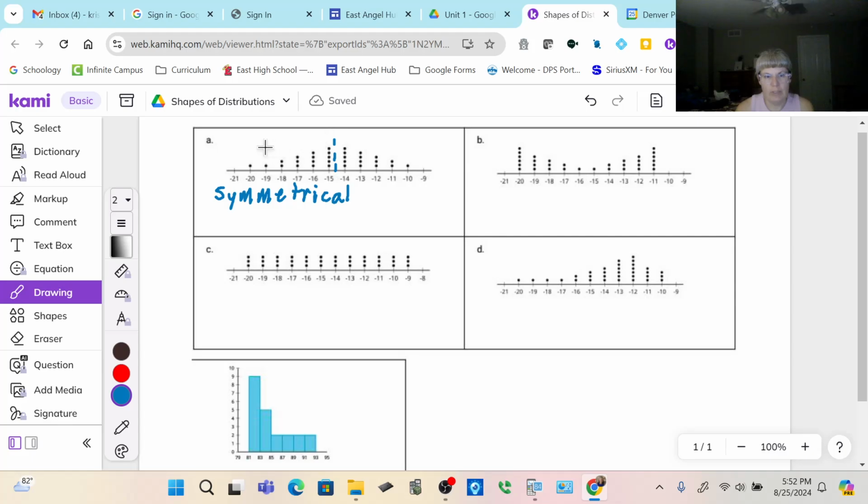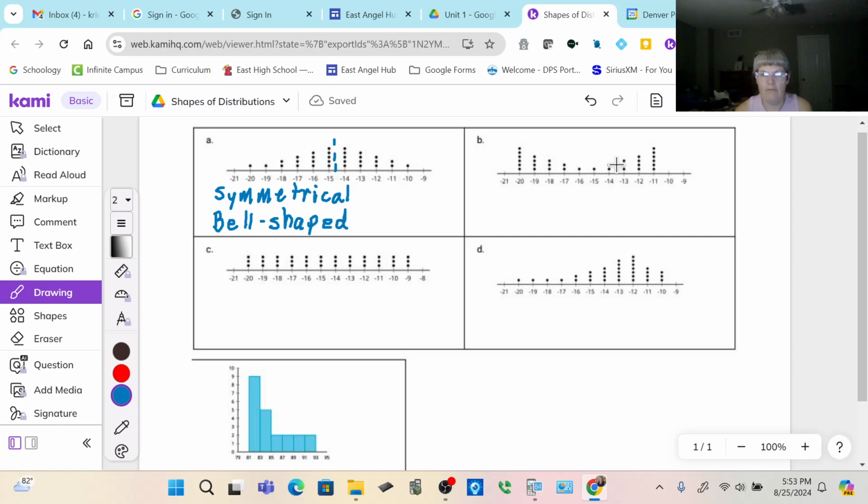Another way to describe this one, because it starts off really low, peaks in the middle, and comes down on the right side, we can also describe this as being bell-shaped. So if you've heard of a bell curve, that's where we're getting the name from. Because a bell typically starts really low on the sides, it peaks, and then it comes down on the other side. So this graph would be described as being symmetrical and bell-shaped.